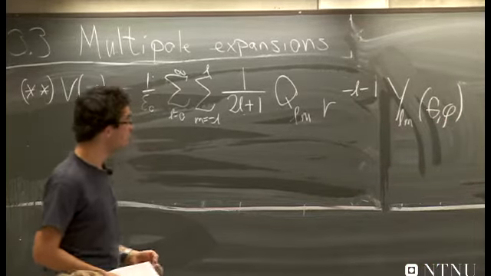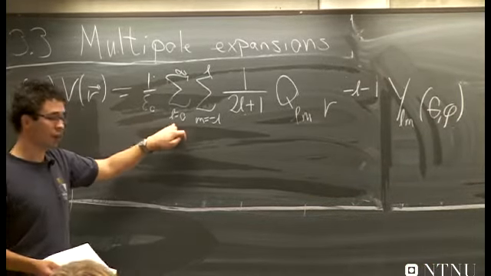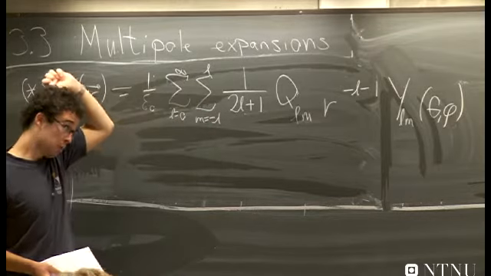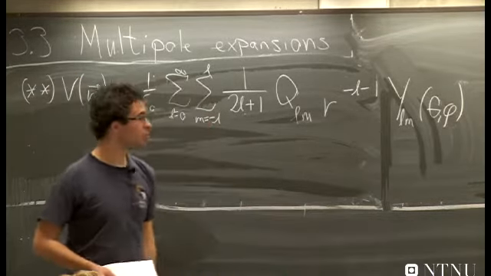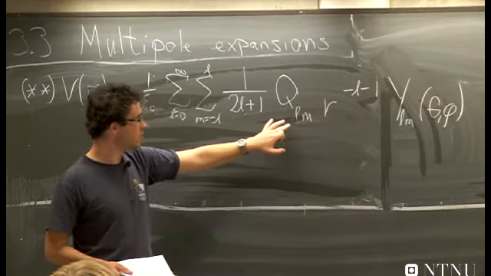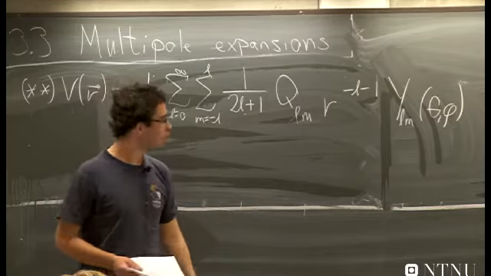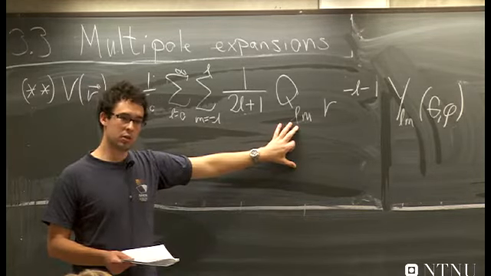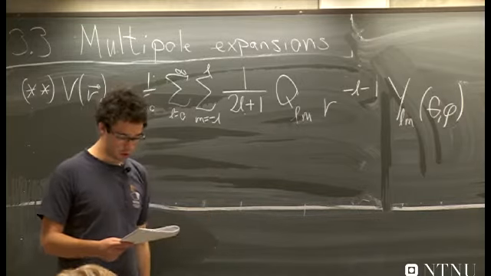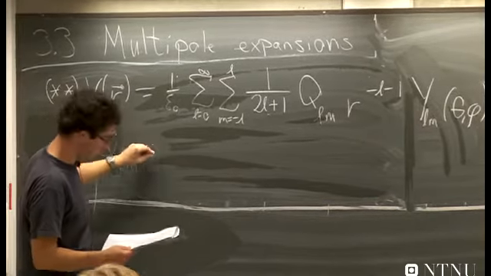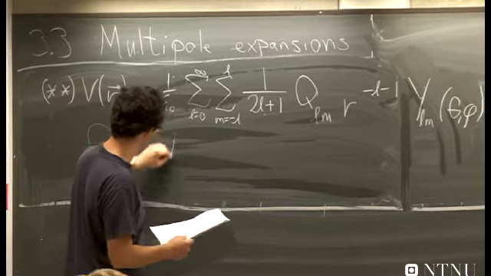Like this. Now it's 1 over epsilon 0, sum over L from 0 to infinity, m equals minus L to L. And now if you remember, this is of course the sum over the YLMs. There's r to the minus L minus 1, and then there's this QLM, and some normalization factor. So this QLM now, let's see, it's called the multipole coefficients.